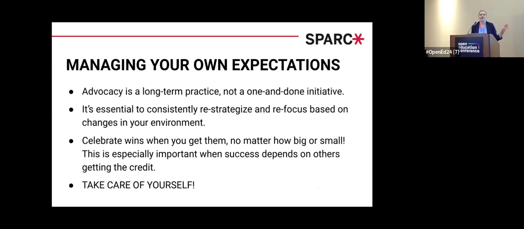Okay, and then this is my attempt at summarizing the whole self-care thing I was talking about into one slide. But I want to leave you all understanding that advocacy is very much a long-term practice. It's not a one and done initiative. You are always going to have to be re-strategizing, refocusing based on whether or not somebody tells you yes or no, but also changes in your environment. Like I used the COVID example a while ago. That's obviously a pretty major change in the environment that's going to have to adjust your advocacy strategy.